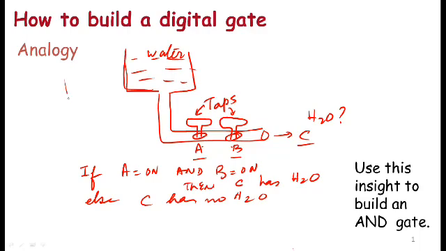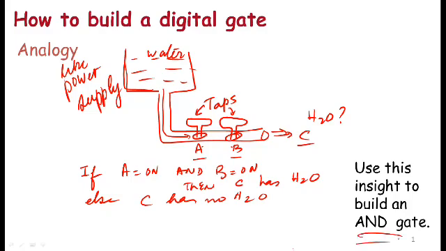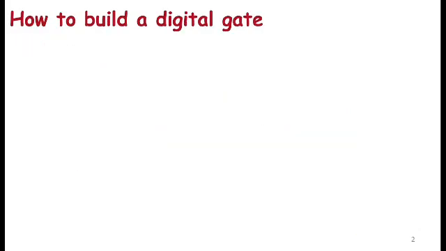Now think of the water here as your power supply. Like the power supply, it's going to supply juice, and I'm going to have water flow to the output only if both taps A and B are on. So I'm going to use this insight to build an AND gate. Okay, that's pretty good.